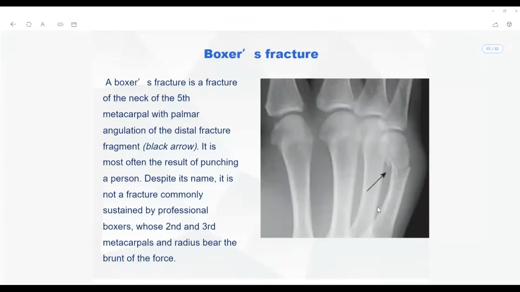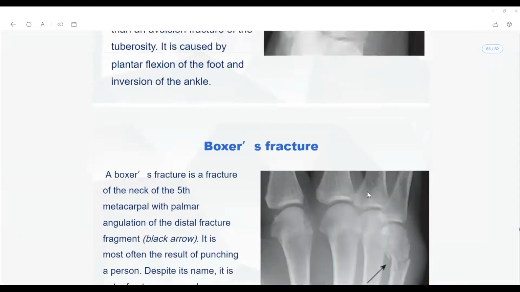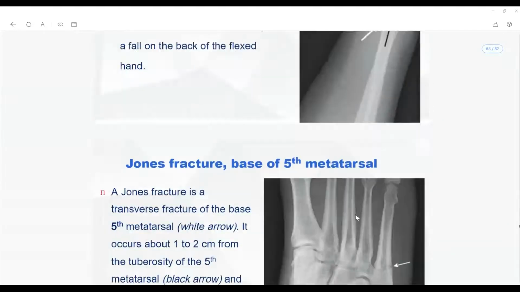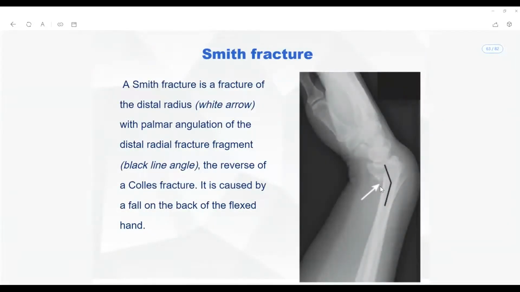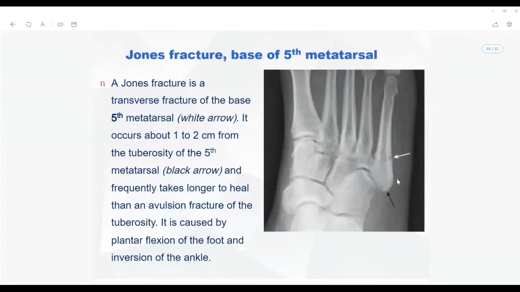And then this is a boxer's fracture. You see here the fifth metacarpal has been involved, and there is a fracture line present along the distal base, right? So this is the boxer's fracture. You just have to recognize them from the pictures. So this is a picture of a Smith's fracture, where the distal end of the radius has been fractured with a palmar angulation. And the fifth metatarsal with an avulsion fracture of the tarsal tuberosity.